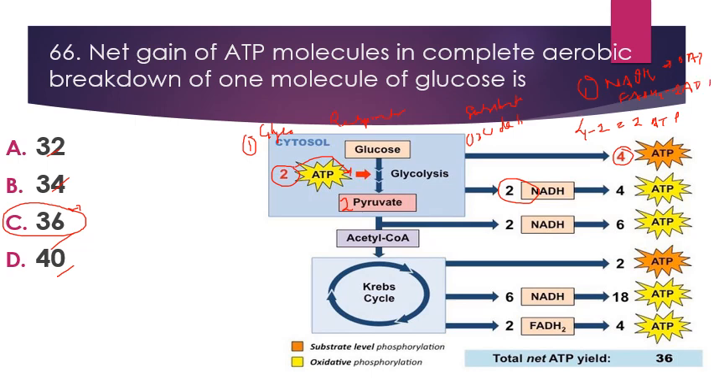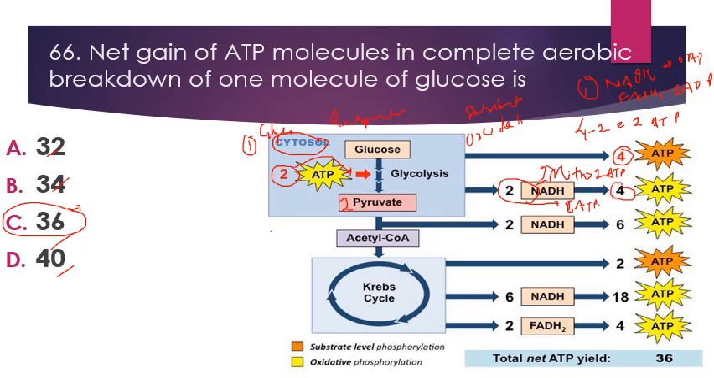But in case of eukaryotes, the NADH are produced in the cytoplasm, in the cytosol, so they have to enter inside the mitochondria. For this reason 2 ATPs are utilized. So normally 2 NADH should produce 6 ATPs, but 2 ATP are utilized for their transfer inside the mitochondria, so there is a net gain of 4 ATP.